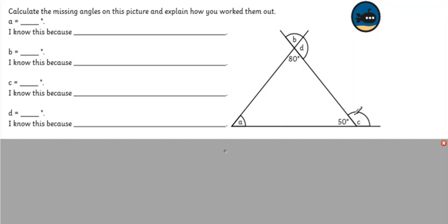I think I would then move to C, I would then go on to D, and then I would go on to B. Okay, so remember, you're looking for your straight lines. So if we identify our straight lines, we've got one there, we've got one there, and we've got one there. Pause the video now and have a go.